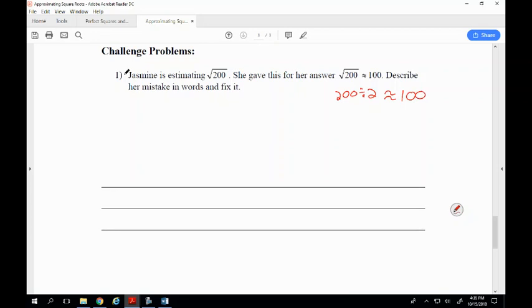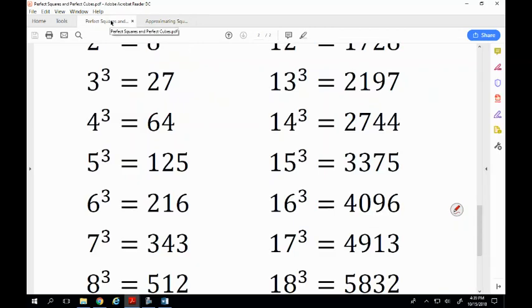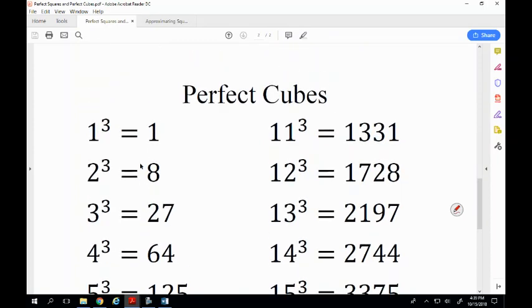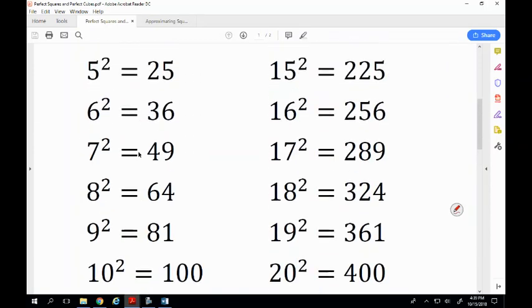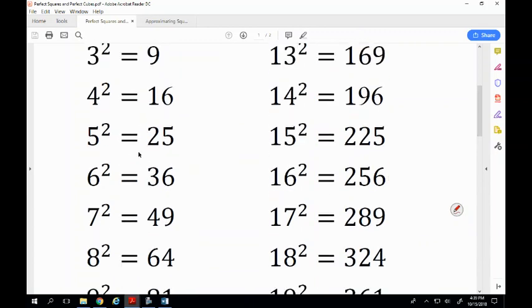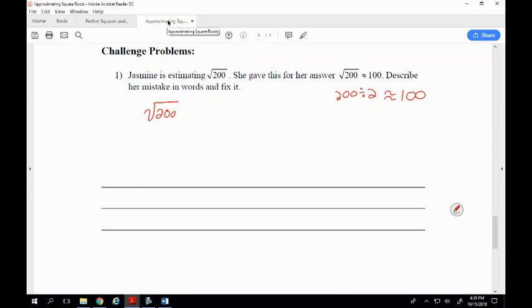What she should be doing is bringing this number down. She should go to her chart. She should be paying attention to if we're on the square roots or the cube roots. Okay, our number is on the square roots, so we want to be on this page, and we want to find where would 200 fall between. 200 falls between 196 and 225. Okay, so we're going to bring that back and we're going to write it on our paper. 196 goes to the left, and 225 goes to the right.